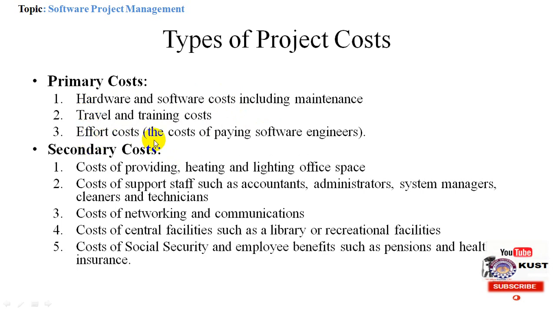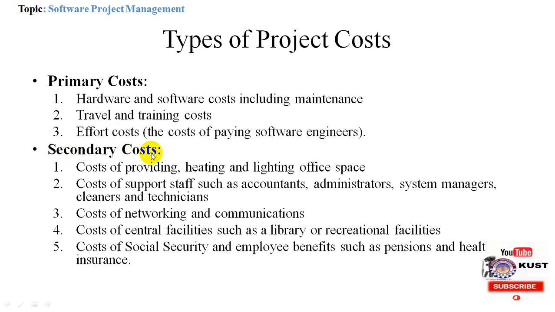Number three is the effort cost. Effort costs include the salary cost of the organization. It includes the cost of paying software engineers, because effort is something we pay for on a monthly or daily basis. So that's why this is a very major cost, and in big organizations there are hundreds and thousands of employees. So they have to pay a lot to their employees in terms of salaries.